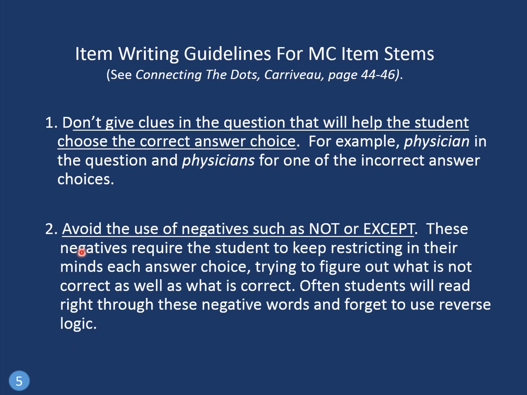And one other, just as an example of the rules, because there are about 42 of them, is to avoid negatives such as not or except. Why? It's because the student has to keep reconstructing in their minds the answer choices. There's a short-term memory problem associated with that. They have to try to figure out what is not correct as well as what is correct. And a lot of times, as you know, they'll read right through the not.